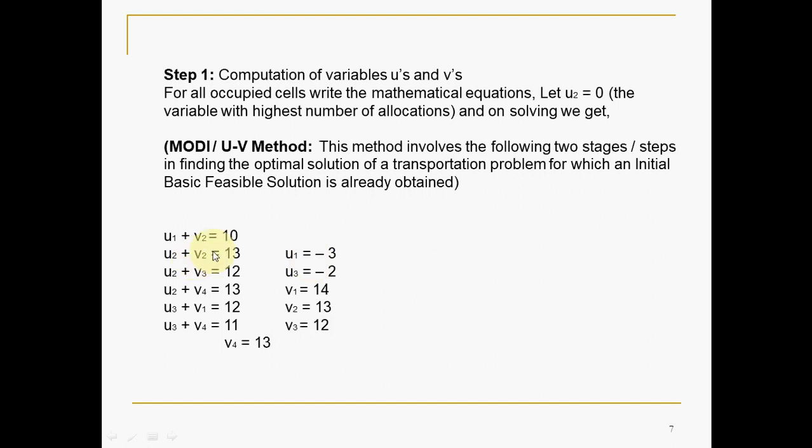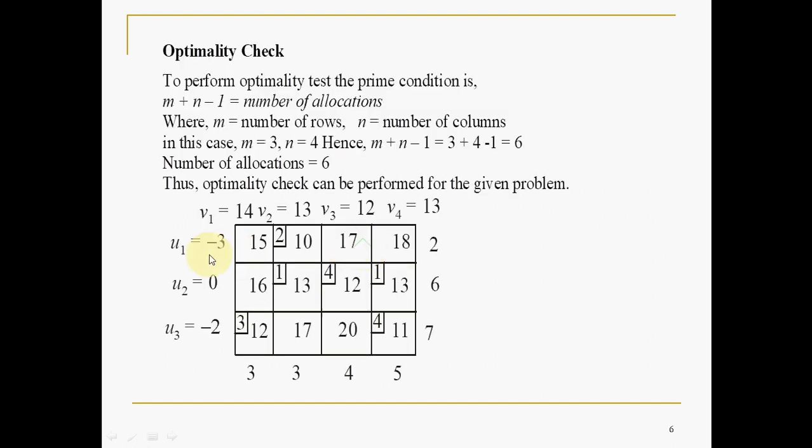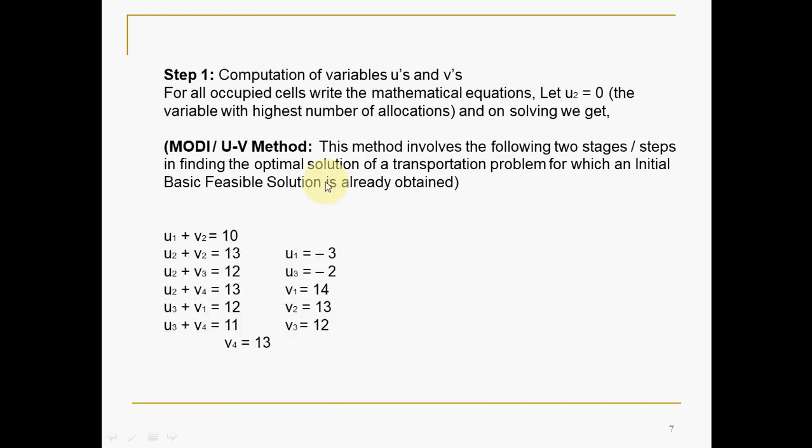You write this equation. For example, the first occupied cell is this one, u1 plus v2: the corresponding u variable plus the corresponding v variable, equate it to the cost, not to this number. Please note it. u plus v equals 10, like that. That is one mathematical equation. Then u2 plus v2, 13. u2 plus v3, 12. u2 plus v4, 13. Okay, it's very clearly given for all occupied cells.